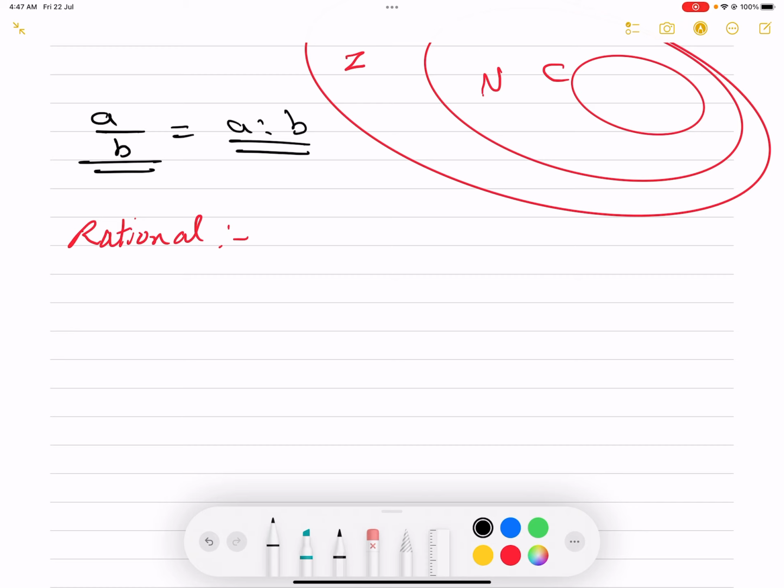So let me define the rational: any number that can be written in the form of a over b. Any number I can write in the form of numerator and denominator, we can consider it as rational. But we have here a constraint.